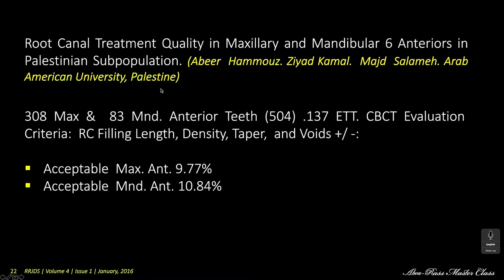At the Arab American University in Palestine, an extremely interesting study was performed using periapical radiographs and CBCT, 308 maxillary and 83 anteriors. Look at the percentages of acceptable treatment. Acceptable maxillary anterior, imagine that, was less than 10%. In the mandible, almost 11% acceptable. That means 90% unacceptable. It makes you wonder.